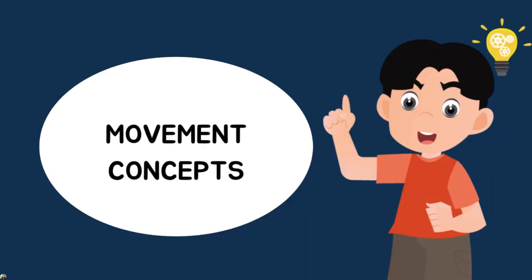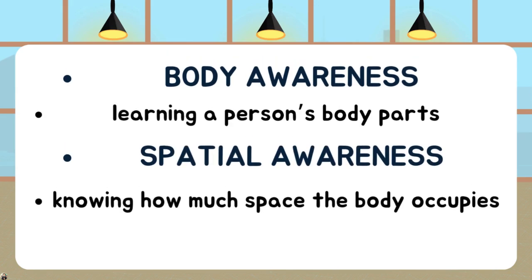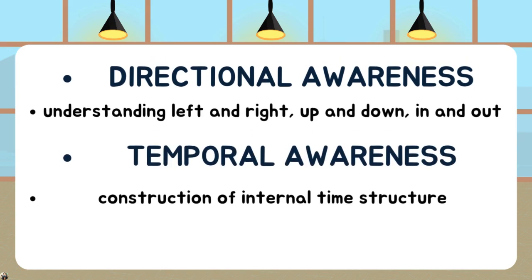Movement concepts. These are the movement concepts. First is the body awareness. It is learning a person's body parts. Second is the spatial awareness, knowing how much space the body occupies. Next is the directional awareness. It is understanding left and right, up and down, in and out.